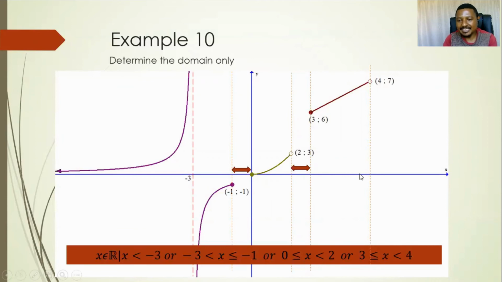And the last interval is the one between 3 and 4. Remember, 3 is a shaded circle, which means 3 is included. And at 4, we have an open hole, meaning 4 is not included. That's why we have to write it in this form: x is greater than or equal to 3, and x is strictly less than 4.